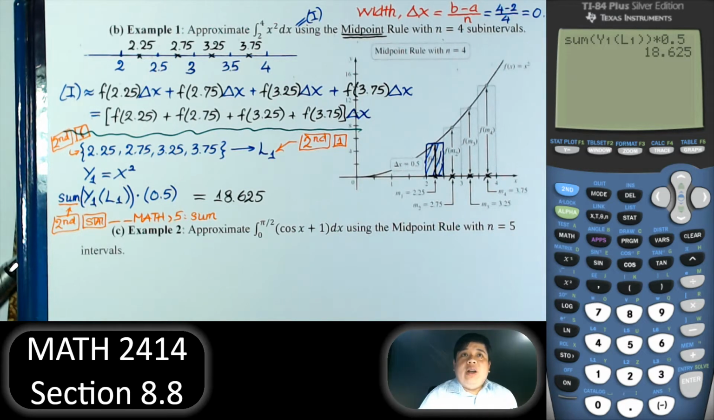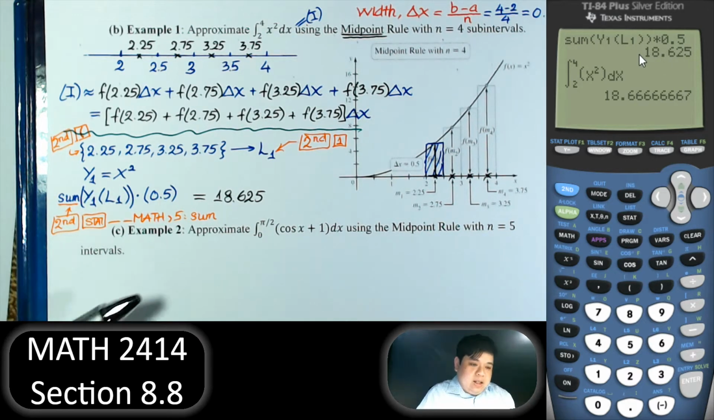Right, if we want the exact value, we can always do math number 9, integral from 2 to 4. I just want to see how good the approximation is. Remember, in this section, they do not want the actual solution. They want the approximation. So this is what we have. Right. So simple enough.